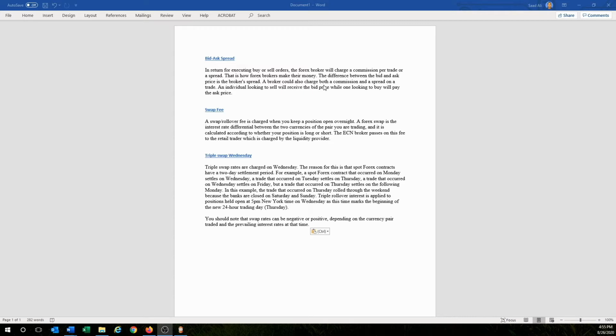A broker could also charge a commission and spread on a trade, and they do. So they charge a spread and a commission, and it's fairly small, and I'll show you that. An individual looking to sell will receive the bid price, while one looking to buy will pay the ask price.